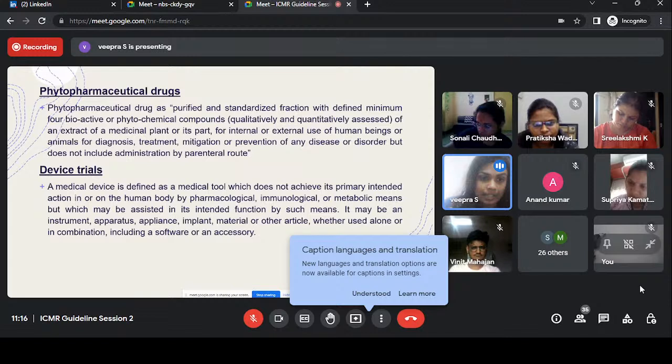So when we are conducting studies on devices, the same ethical principles apply here, and the same regulatory principles also apply. It's important that we get the safety data of these medical devices. So before starting these human studies, animal studies must also be conducted.